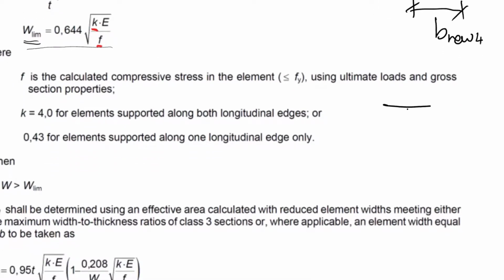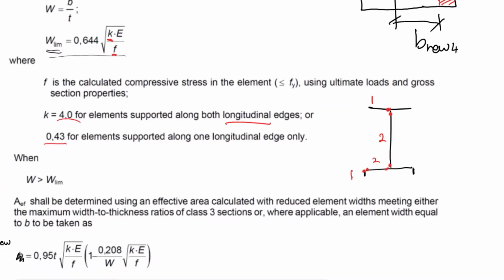So here is my I section, and there we go. This you have seen in one of the other videos, but for instance, that is supported along one edge because there's only an edge there. This is supported along two edges, 1, 2. This is supported along two edges, and then this is supported along one edge. 4 for elements supported by both longitudinal edges, 0.43 for elements supported along one longitudinal edge. So a section which has supported top and bottom is far less likely to experience local buckling.